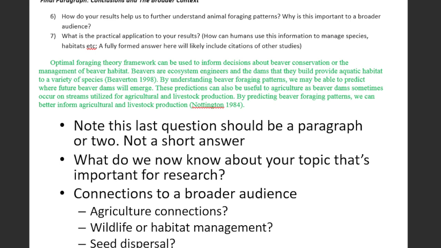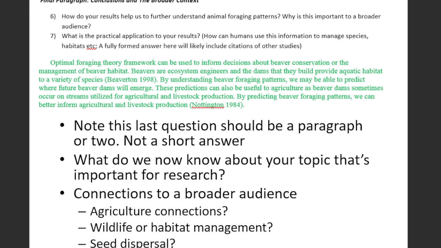And then the conclusions in the broader context. How do your results help to further understand animal foraging patterns? Why is it important to a broader audience? And then, what is the practical application of your results? So how can humans use this information to manage species habitat, etc.? Note this last question should be a paragraph or 2, not a short answer.